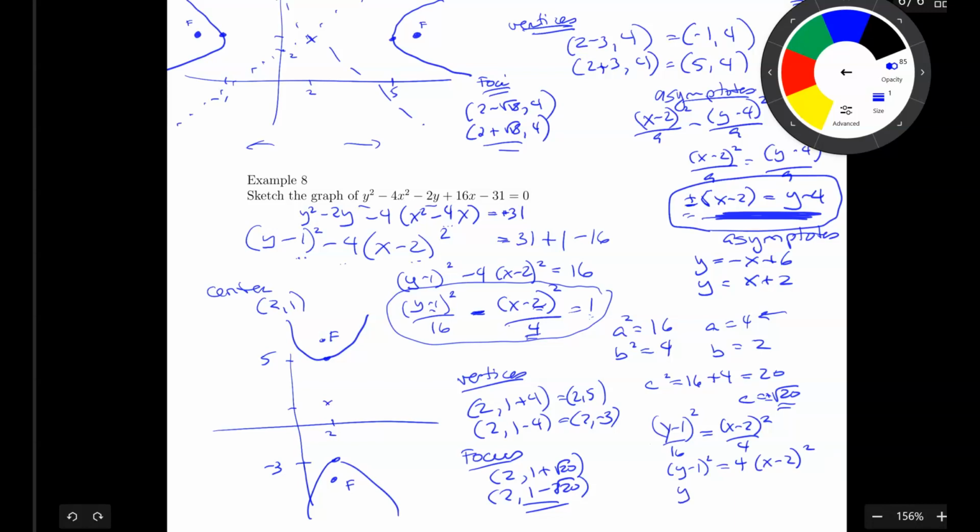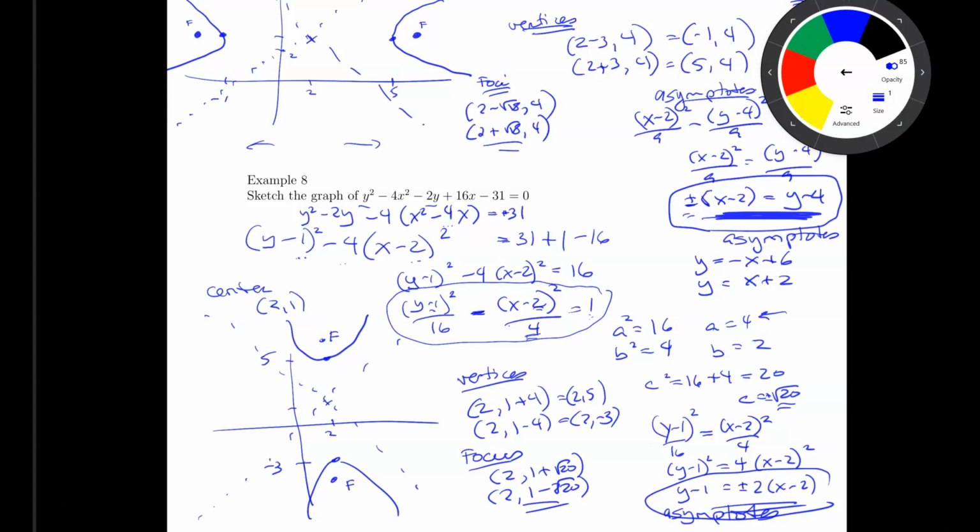Let's take the square root. y minus 1 is equal to plus or minus 2 times x minus 2. And I'm just going to leave it like that. Don't really need the parentheses there now, do I? Right, so these are my asymptotes. And I'll just draw them in. They do go through the center. And we are done.